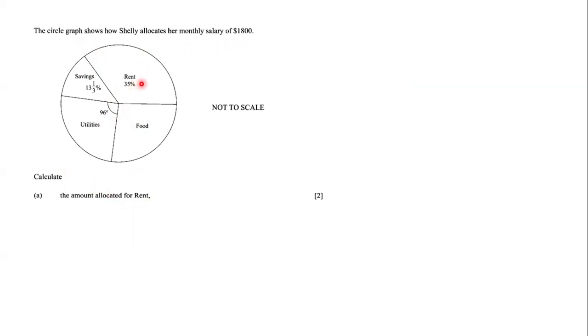The circle graph shows that rent is 35%. And so 35% of what? Well, 35% of her salary. And so the amount allocated for rent is going to be 35% of 1,800. Of means to multiply, and we take 35% and express that as a fraction.